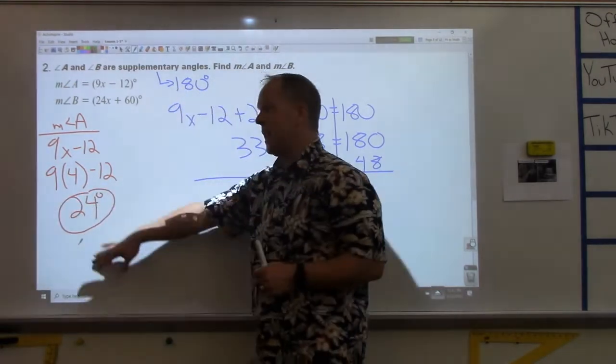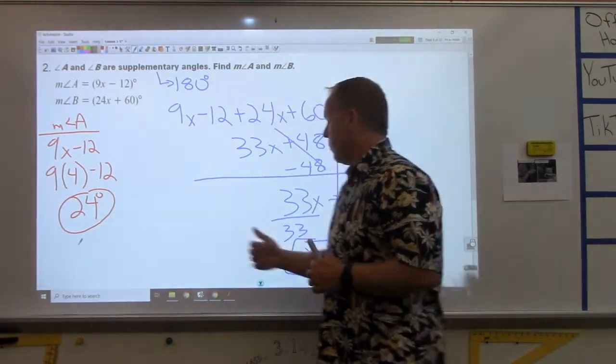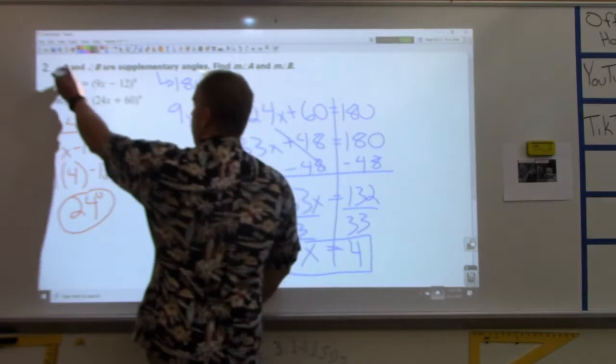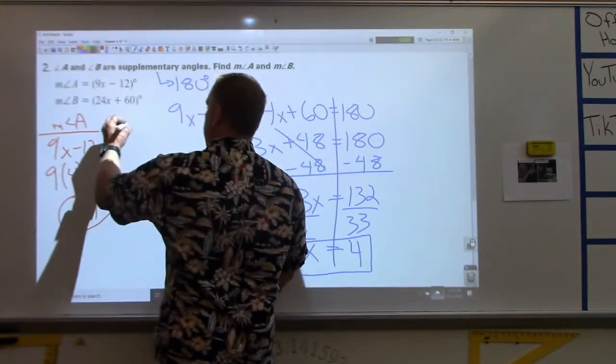Again, I could just take 180 and subtract this and get angle B. But if this is wrong, now I got angle A wrong, now my angle B is going to be wrong. I want to make sure I got everything right. I want to get an A on my test.